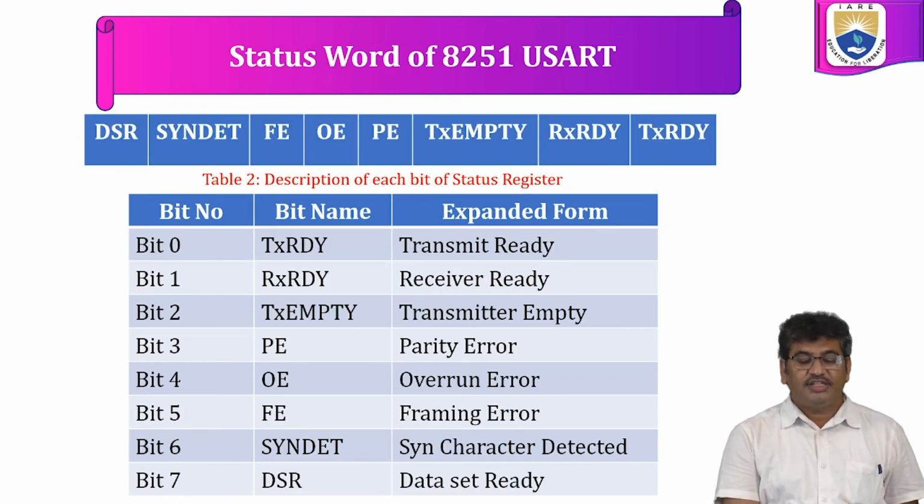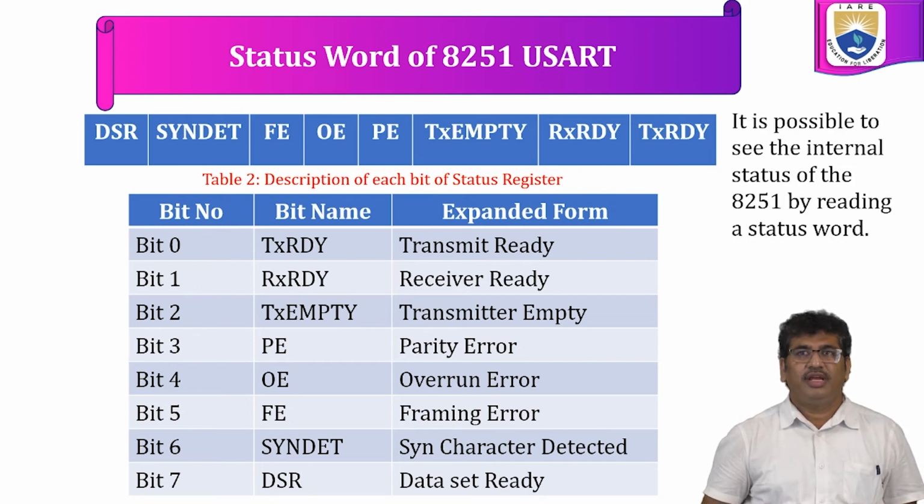The next register is the status register, which can be accessed by the 8251. So only read permission will be there on this 8251. It is possible to see the internal status register of the 8251 by reading a status word. The table describes each and every bit of the status register.